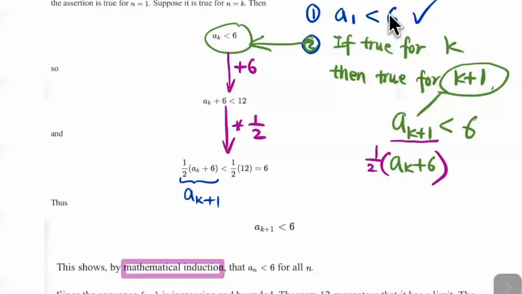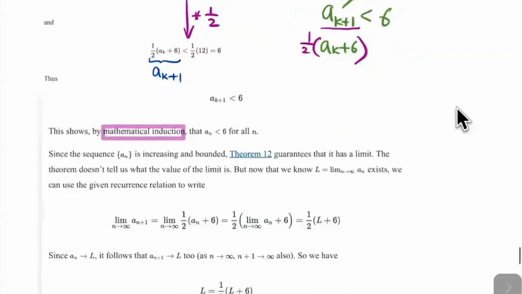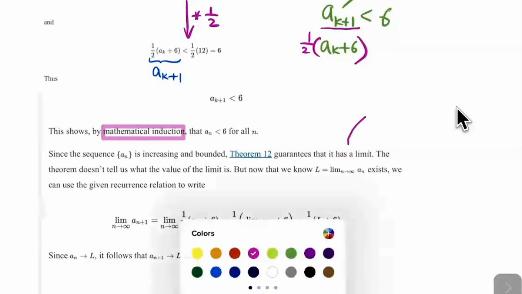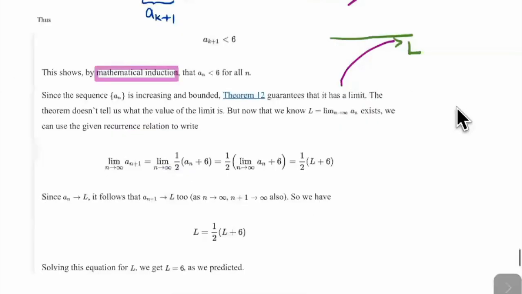By math induction, this is true for all k, right? True for all k, because true for 1, then true for 2, true for 3, etc. And just induct. So I show that this is going to be less than 6. Then there's a limit for the sequence because it's increasing and bounded above, so it's going to approach a limit L. How can we find the limit L here?